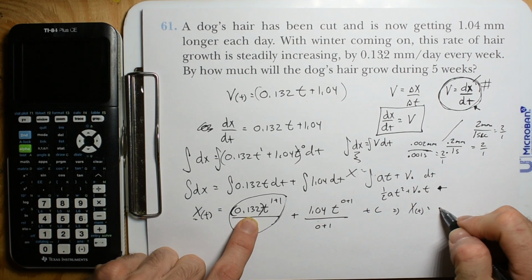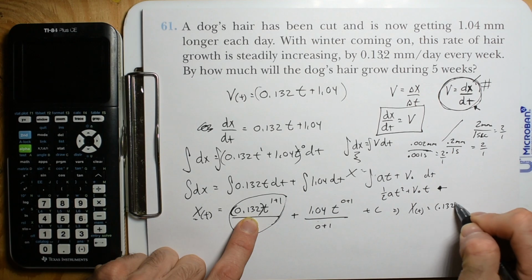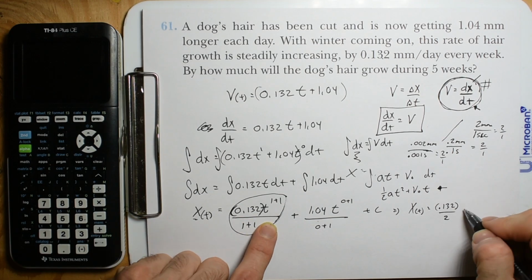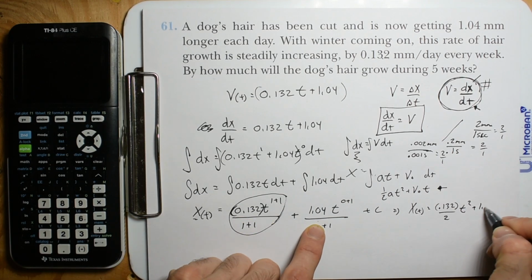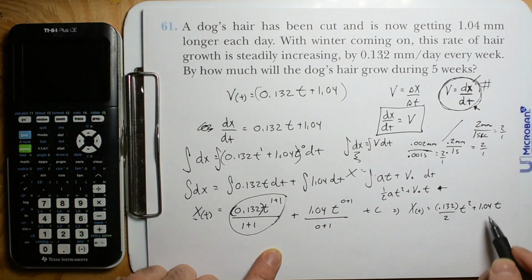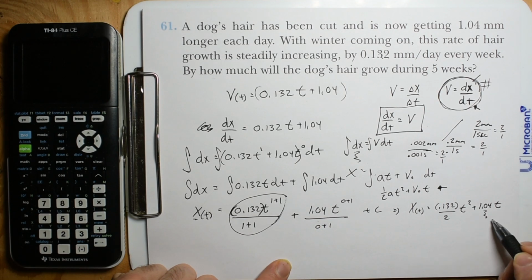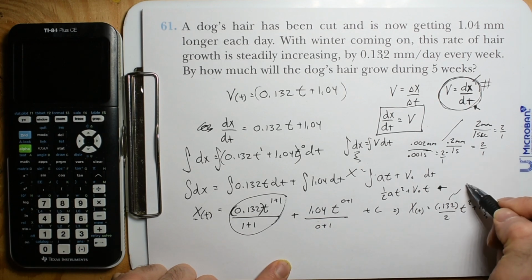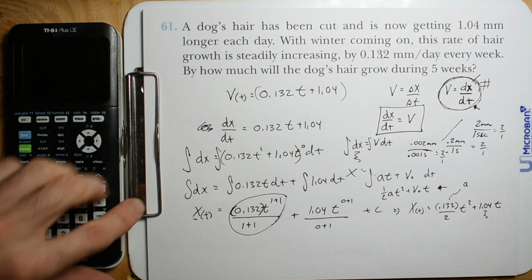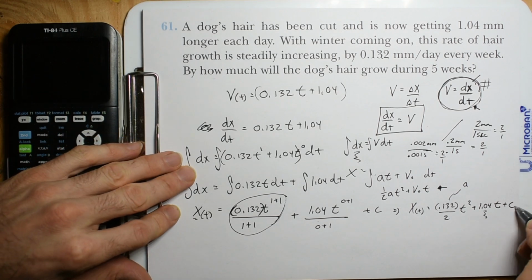So yeah, let's do this. So let's go 0.132 divided by 2 t squared plus 1.04 t. So now you can see this is the initial velocity, and you can still see that that's the acceleration. All right, now then we have a plus a constant.